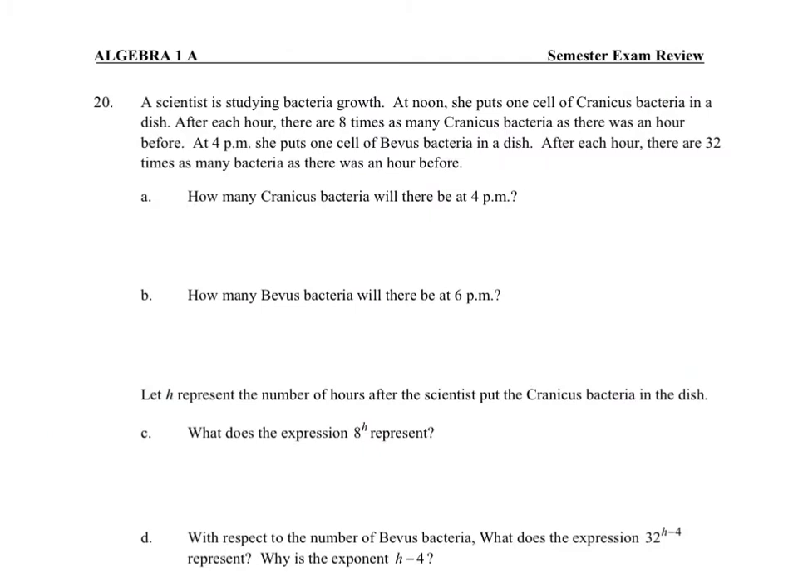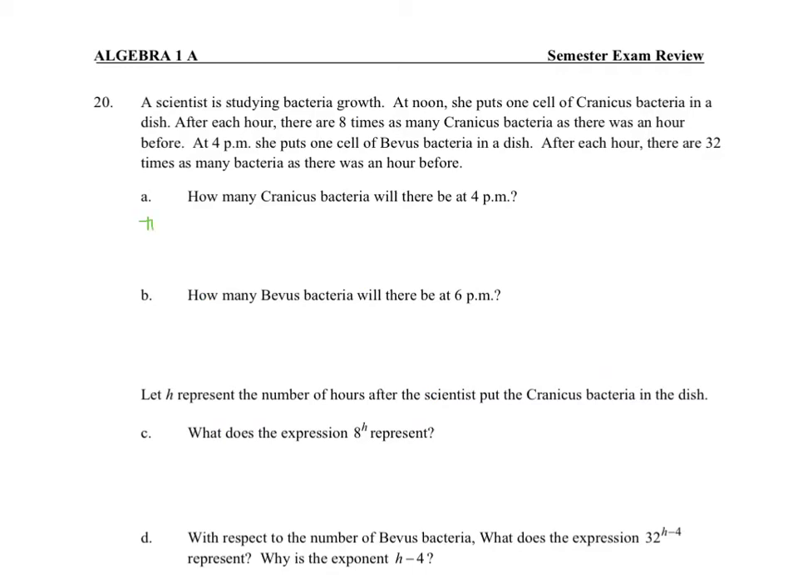For question 20, a scientist is studying bacteria growth. At noon, she puts one cell of Cranicus bacteria in a dish. After each hour, there are 8 times as many Cranicus bacteria as there was an hour before. At 4 p.m., she puts one cell of Bevis bacteria in a dish. After each hour, there are 32 times as many bacteria as there was an hour before. So question A says, how many Cranicus bacteria will there be at 4 p.m.? My advice is just to make a table and continue the pattern.